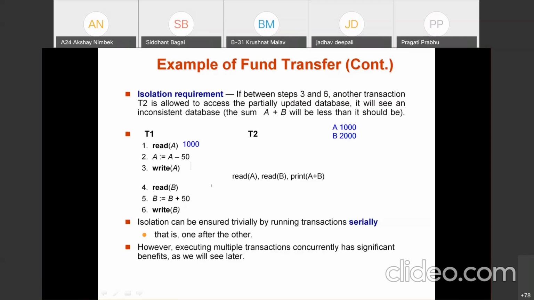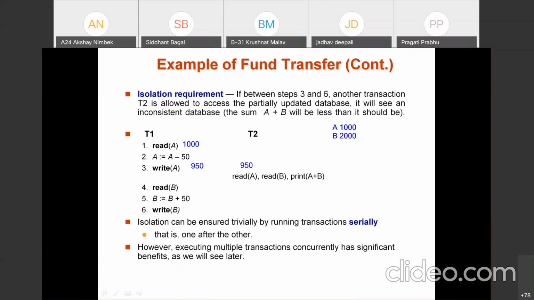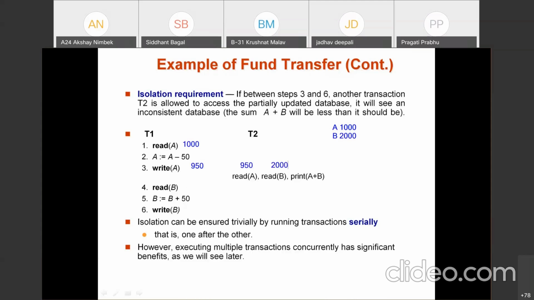After that, if transaction T2 executes concurrently, which reads the value of A. Now the write operation of A is completed here, so it reads the value of A, that is 950, and reads the value of B, which is the original value 2000. So when it prints the value of A plus B, it prints 2950. Why does it happen?